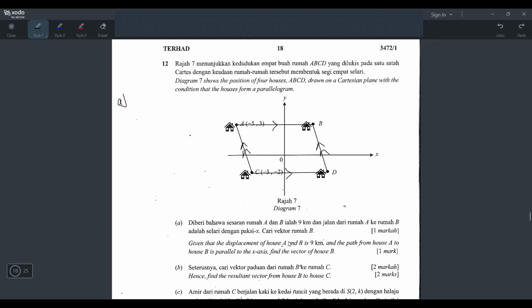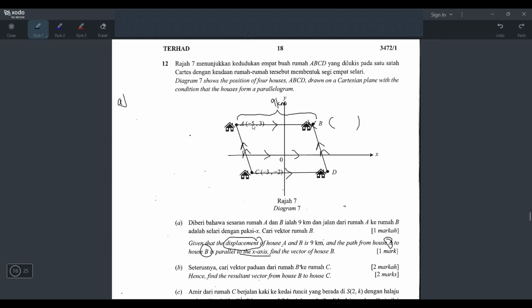Question A, given that the displacement of A and B is 9 km, displacement means shortest distance. So A to B, the shortest distance is 9 km. So can we find the coordinate of B? Can, right? Okay, let's see what else they say. The path from A to B is parallel to the x-axis. So if A to B is parallel to the x-axis, it means line AB is parallel to the x-axis and parallel to CD as well.